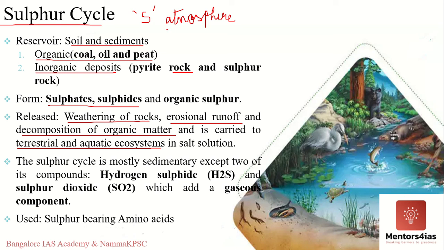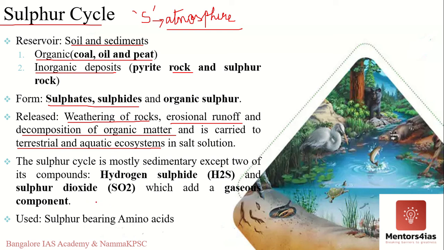This sulfur, after weathering of rocks, may be carried away by rainwater, and then it enters the terrestrial or aquatic ecosystem, or even due to decomposition of organic matter, sulfur may be released into the terrestrial and aquatic ecosystem, that is nothing but the lithosphere and the hydrosphere. At the same time, burning of fossil fuels, volcanic eruptions, and certain gases released during decomposition of organic compounds may also release sulfur into the atmosphere. So this is how sulfur gets introduced into the ecosystem.